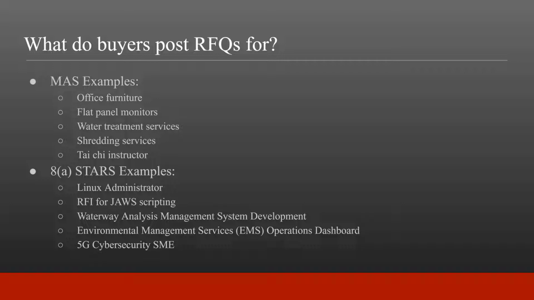So just a little taste of what kind of business is going through eBuy and what buyers are looking to purchase. This is not a definitive list, and I understand that for your contract vehicle, the requests probably fit a little bit more inside of a standard with less variety. Nevertheless, it shows how versatile eBuy can be, that on the same system you could buy office furniture or a 5G cybersecurity expert.